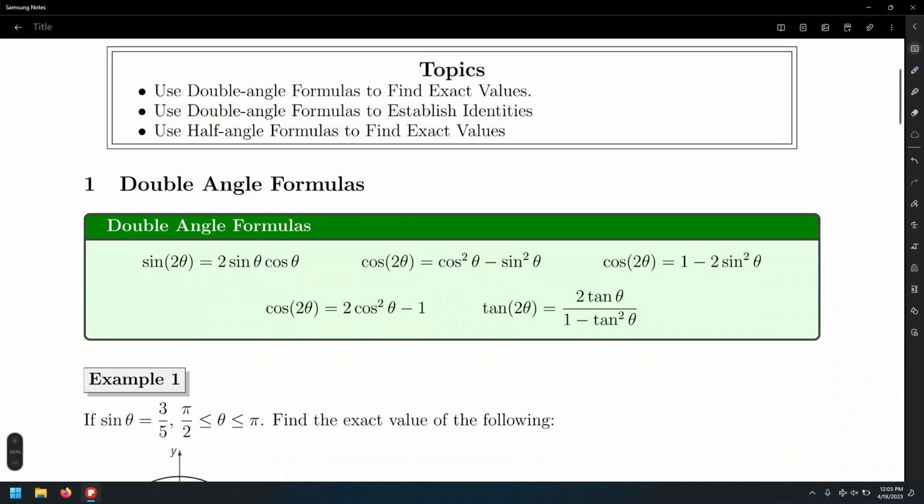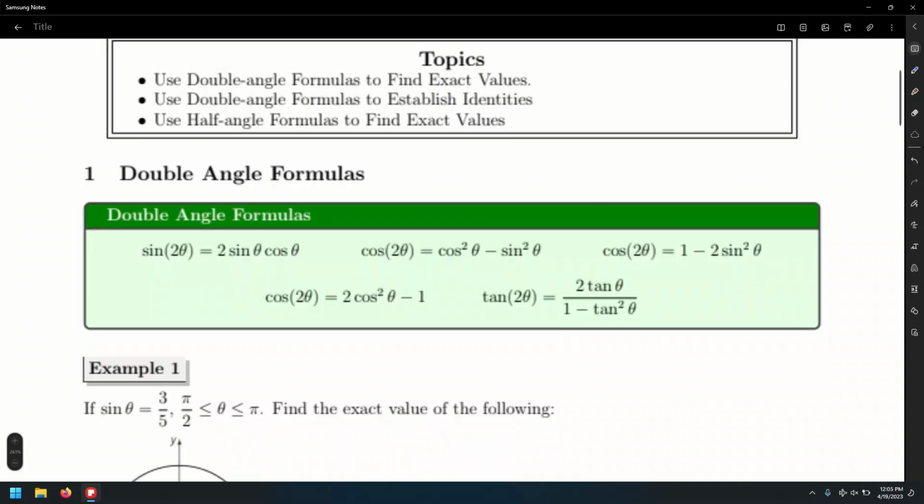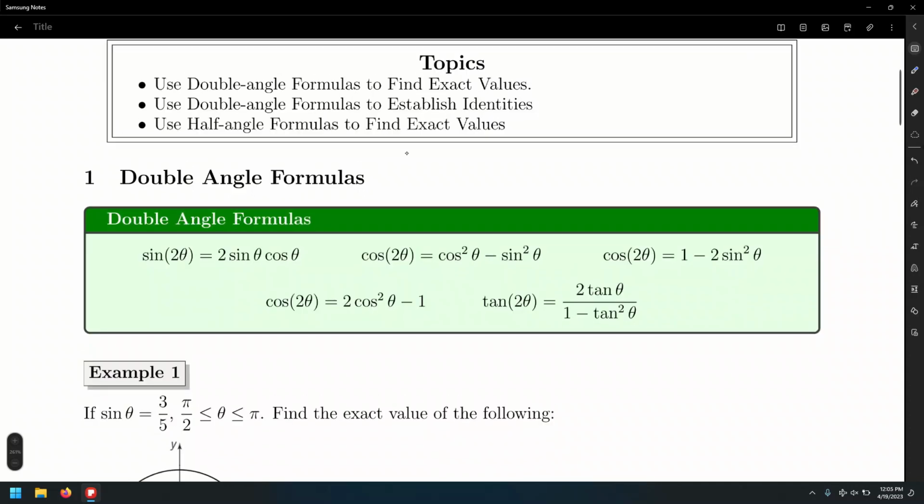So, the double angle formulas. We are going to evaluate the sine of 2 times some angle using 2 sine theta cosine theta. You might wonder where this formula comes from. Well, this is a result of breaking up sine 2 theta, which can be rewritten as sine of theta plus another theta.